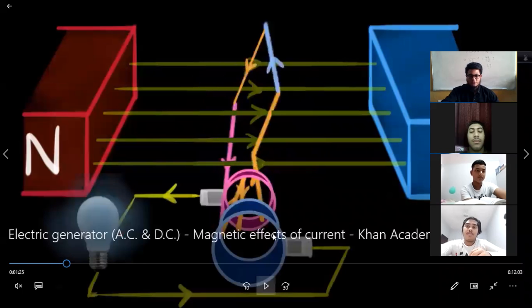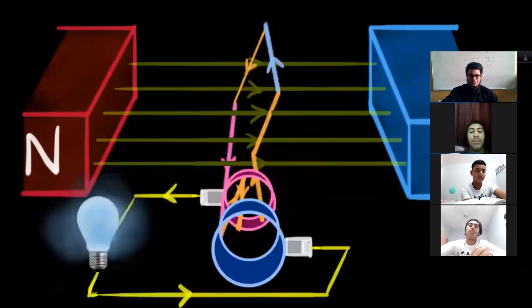Okay, what they have shown us here is you can see that there is a bulb connected to the circuit, right? And in between there are two slip rings. I will talk about these slip rings in detail a little bit later. Now, what I want you to notice is that the bulb is giving blue light sometimes, and sometimes it is giving yellow light.